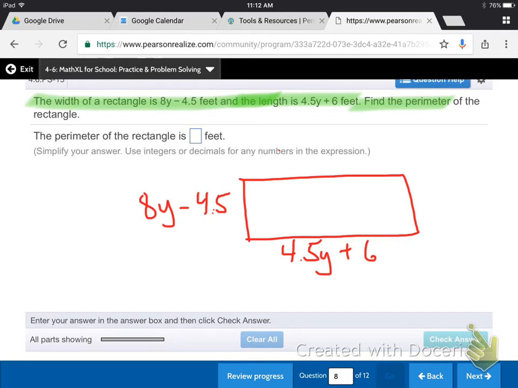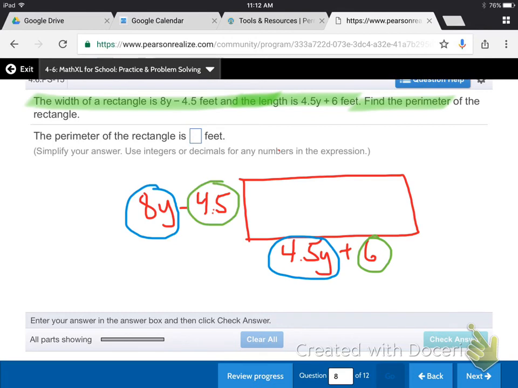So to find the perimeter, we don't know what y is, so we have to use an expression still with y. Y is still going to be part of our answer, right? So let's combine the like terms. That's all we can do. So we know that 4.5y can combine with 8y. Those are the same variable. And we also know that 6 can combine with 4.5. Keep in mind that's going to be negative.